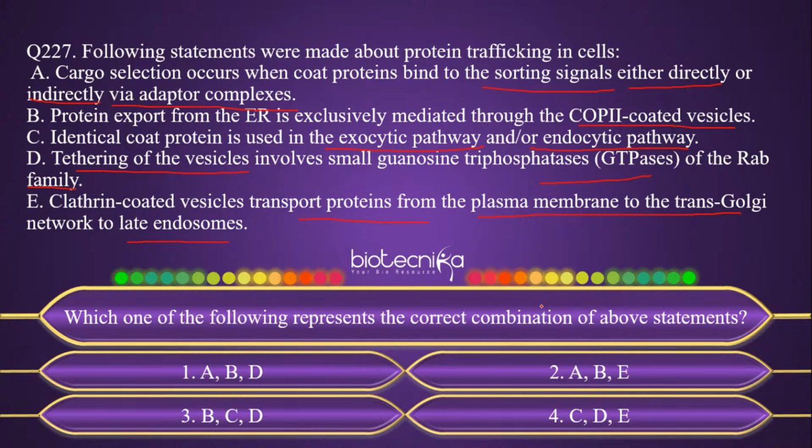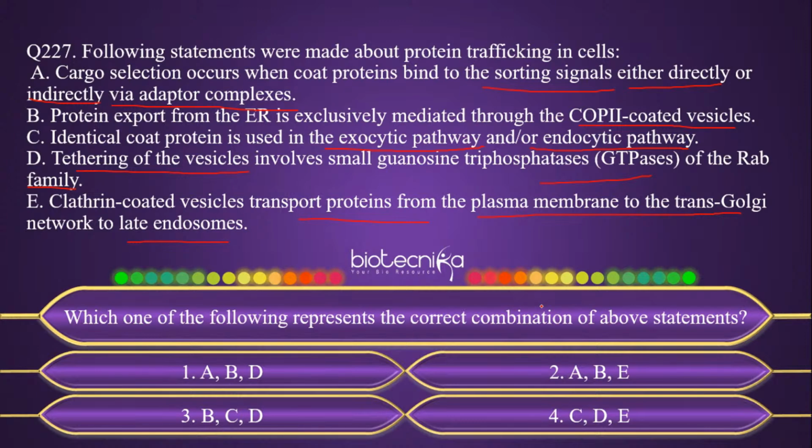From protein trafficking, more or less the questions were very direct. If you have attended the classes or gone through your notes and books, definitely you will be able to attempt the question, specifically from protein trafficking. So can I get a correct answer from your side? You have to be very clear about COP2 vesicles, COP1 vesicles, and clathrin-coated pits.